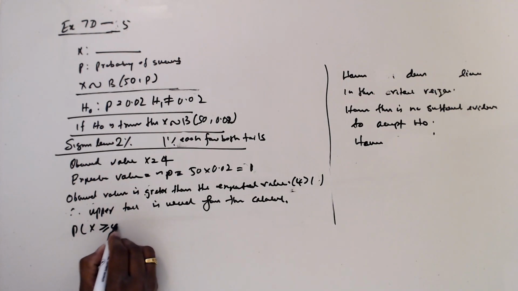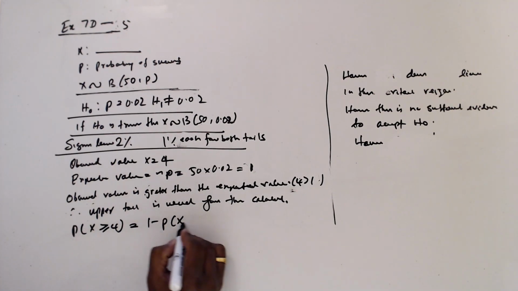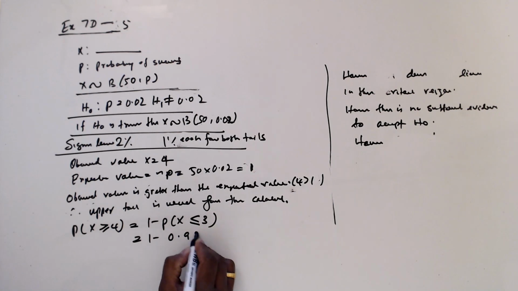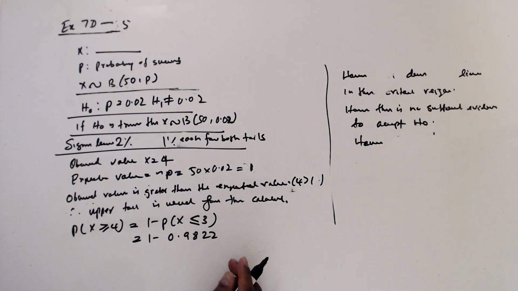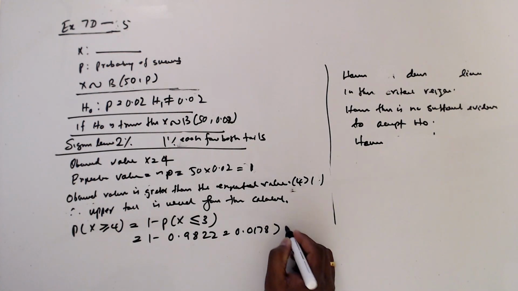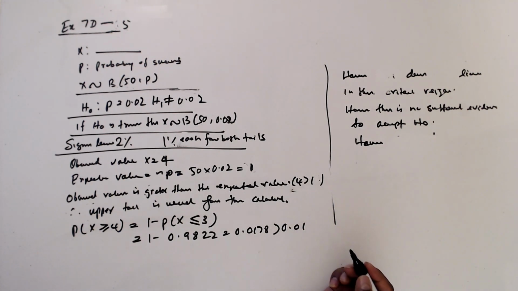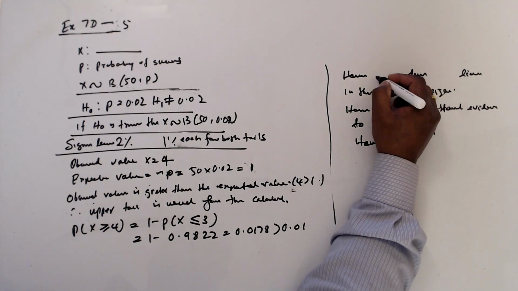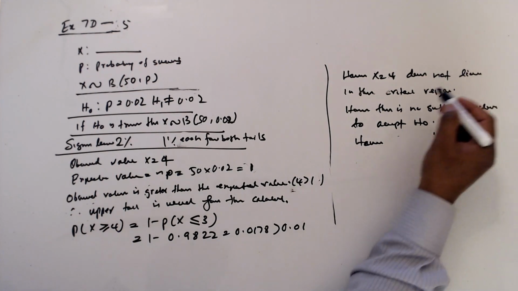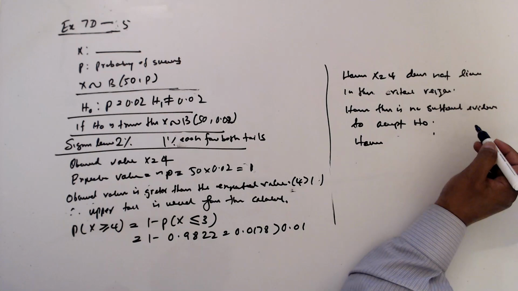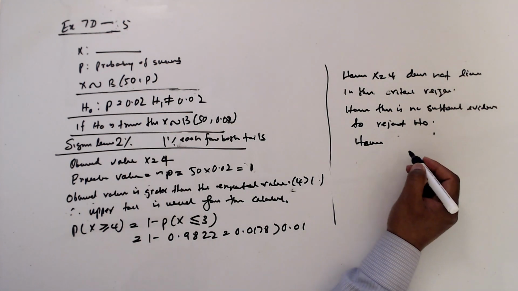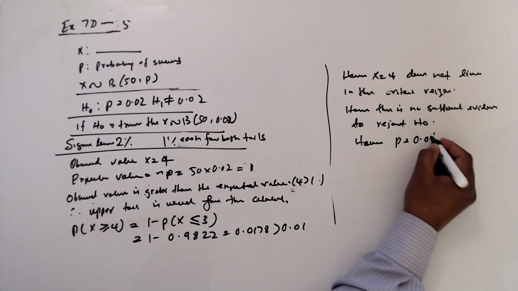Then probability of x greater than or equal to 4 is 1 minus probability of x less than or equal to 3. This is 1 minus 0.9822, that is 0.0178, that is greater than 0.01. Hence x equal 4 does not lie in the critical region. Hence there is no sufficient evidence to reject H naught. Hence P is 0.02.